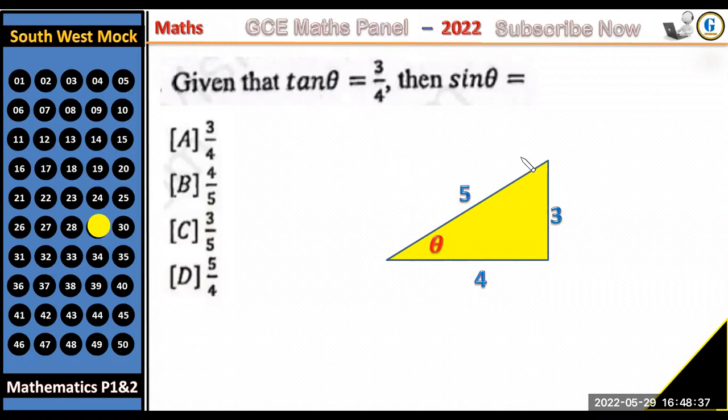So from here, the hypotenuse will be 5. And we can now get our sine theta, which is equal to opposite over hypotenuse. So this will give us sine theta to be equal to 3 on 5.